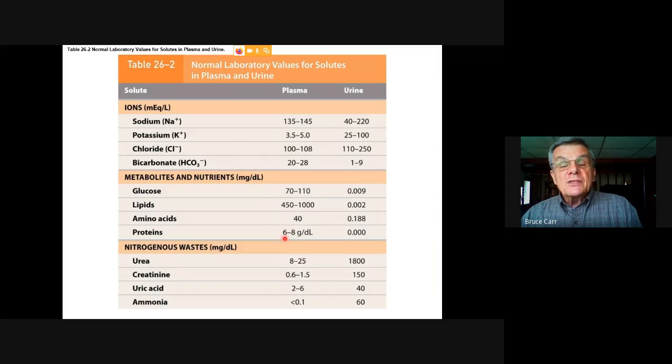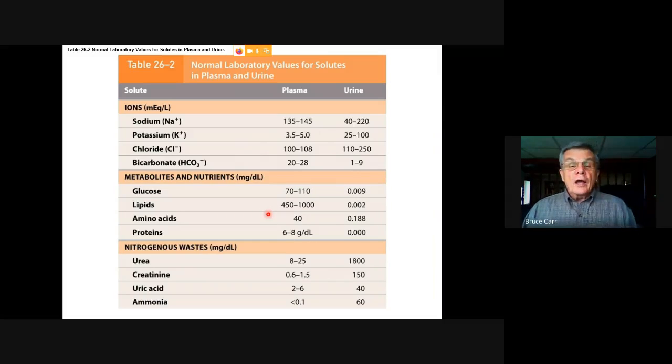Now, metabolites and nutrients are valuable. What's distinctive about this category, in milligrams per deciliter, is the very, very small amounts of these nutrients that are passed out in the urine. No detectable protein, almost undetectable glucose. Lipids and amino acids equally low compared to the amounts that we find in the blood. Now the ranges here are much more variable.